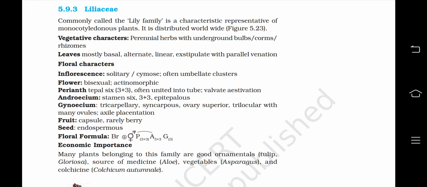Liliaceae, commonly called the lily family, is a characteristic representative of monocotyledonous plants. It is distributed worldwide. Vegetative characters: perennial herbs with underground bulbs, corms, and rhizomes. Leaves mostly basal, alternate, linear, exstipulate with parallel venation. Floral characters: solitary, cymose, often umbellate clusters.